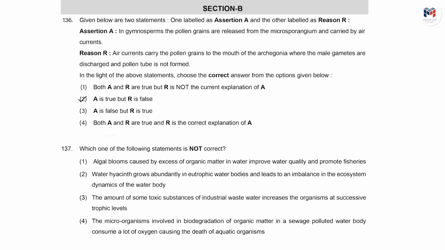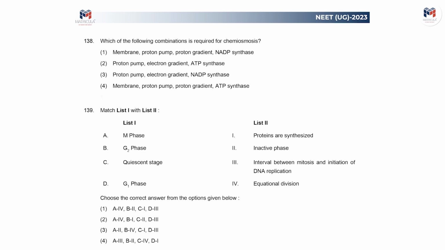Question number 137. Which one of the following statements is not correct? The correct answer is option number 1. Algal blooms caused by excess of organic matter in water improve water quality and promote fisheries. Question number 138. Which of the following combinations is required for chemiosmosis? The answer is option number 4. Membrane, proton pump, proton gradient, ATP synthase.